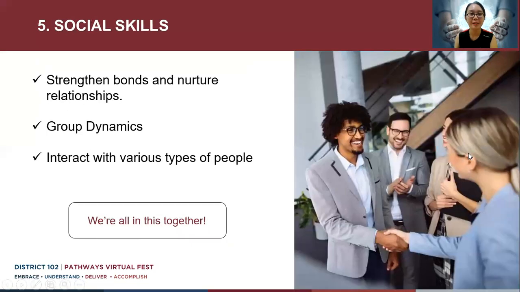Okay. Lastly, social skills. Strengthen bonds and nurture relationships. So this is also a skillful art to master because different groups have different dynamics. Throughout my years in Toastmasters, I realized that each time I work with different people, it's very interesting because there are people who would definitely help you and there were people who would criticize you, or maybe they just don't agree with you and make your life difficult. So treat that as a matter of fact and accept it, manage these people.